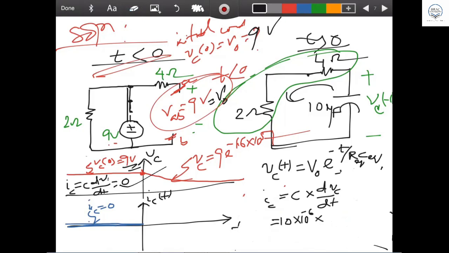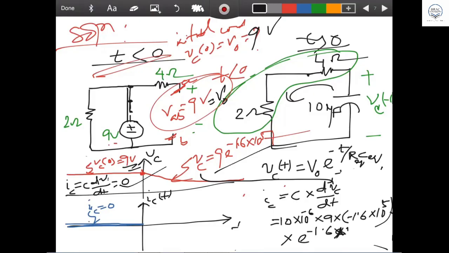If you take the direct derivative of this thing, what is that? It is coming 9 into minus 1.67 into 10 to the power 5 into e to the power minus 1.67 into 10 to the power 5 t. Yes, that's your IC equation.